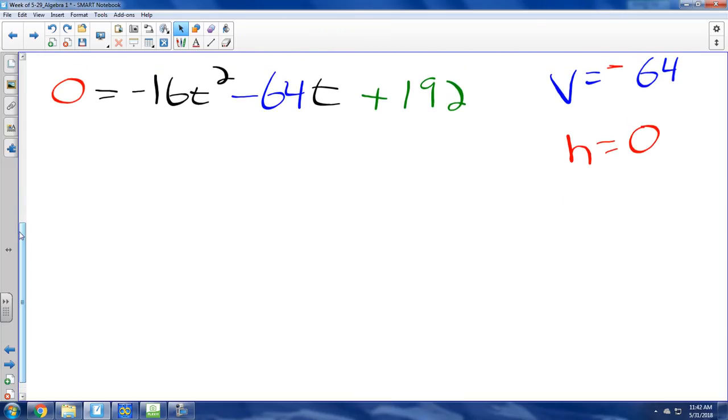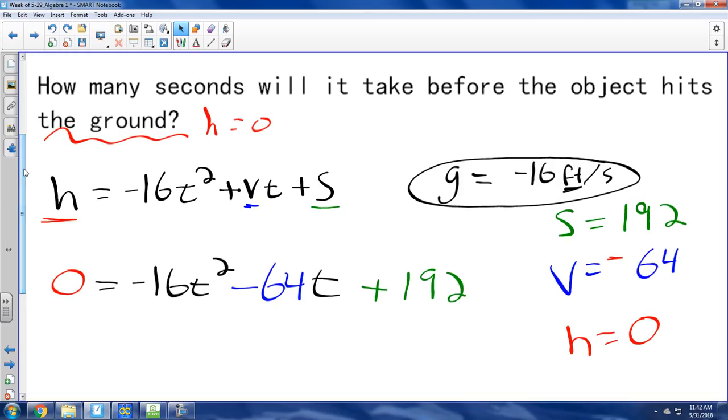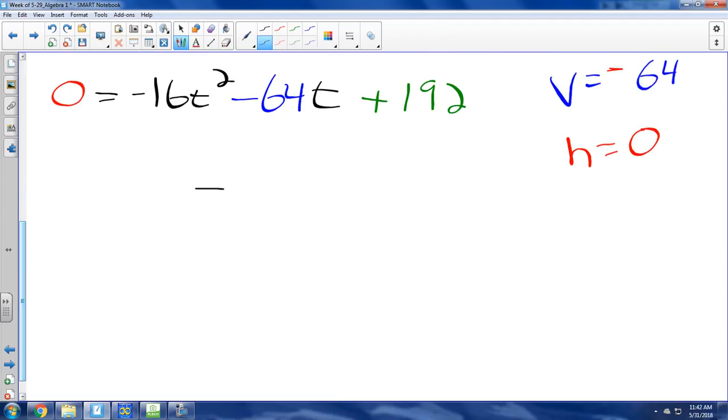Now we just work on this. And it does say how many seconds. So what do you think we're looking for? How many seconds is what we're looking for? So something is equal to question mark. How many seconds? What is equal to question mark? What are we looking for?